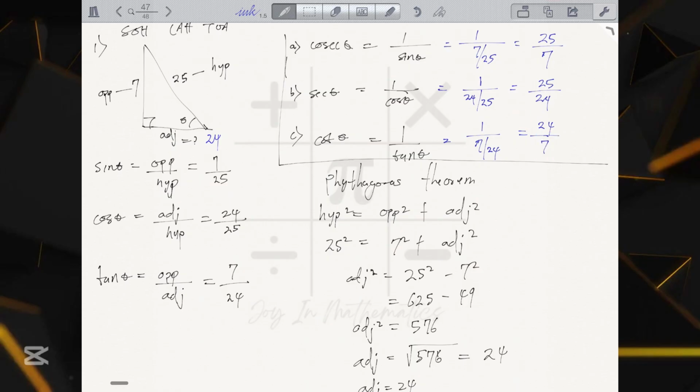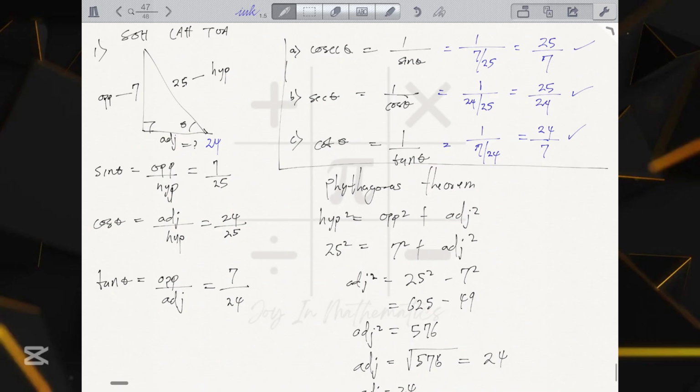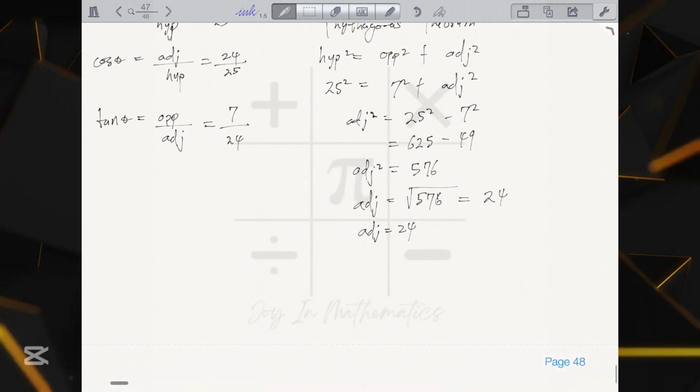So I'm sure you got these values. Cosec theta is equal to 25 over 7. Sec theta is 25 over 24. And cot theta, which is the inverse of tan theta, is equal to 24 over 7. Now we have solved question 1. Let's move to question 2.